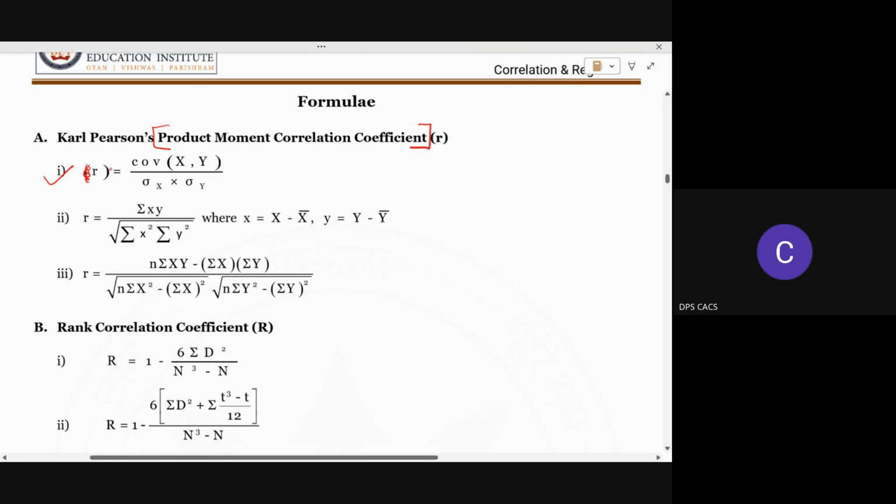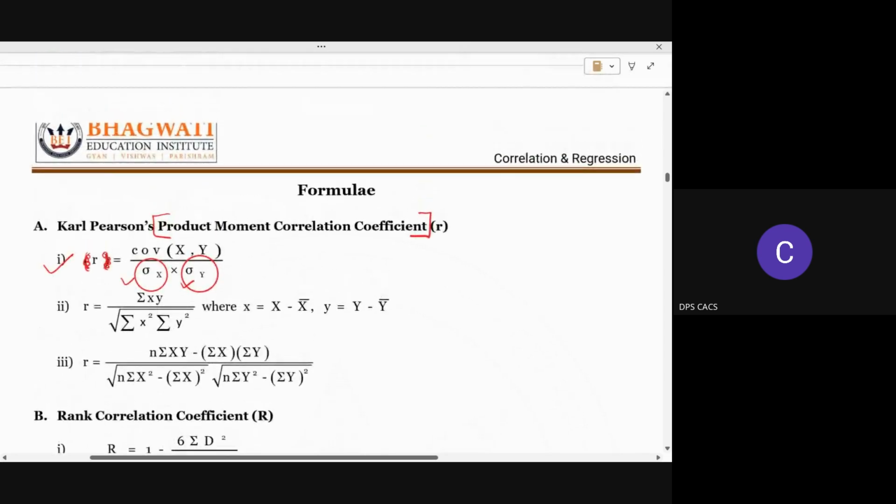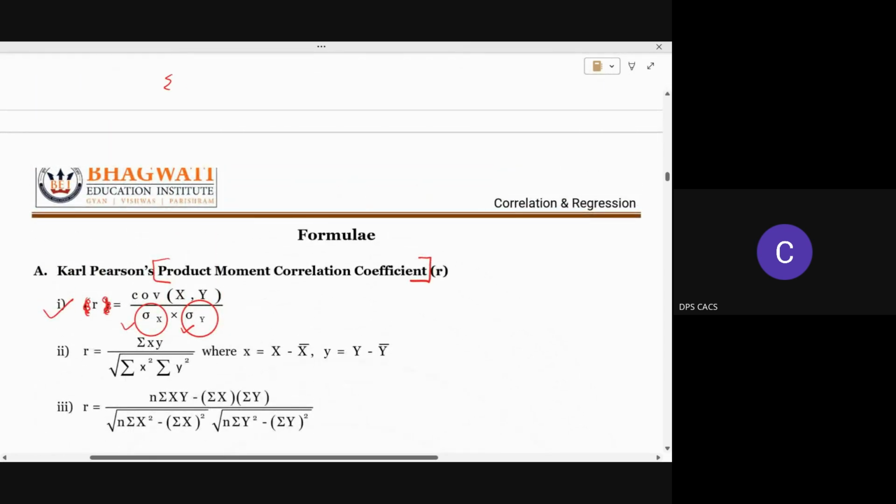This bracket is not required here. r is equal to covariance of xy divided by, what is this? Standard deviation of x, and this is standard deviation of y. Do you know how to calculate them? We have already done it in the dispersion chapter. For that we have 2 formulas and we always prefer this one: summation x square by n minus summation x by n whole square. We always prefer this one, right?